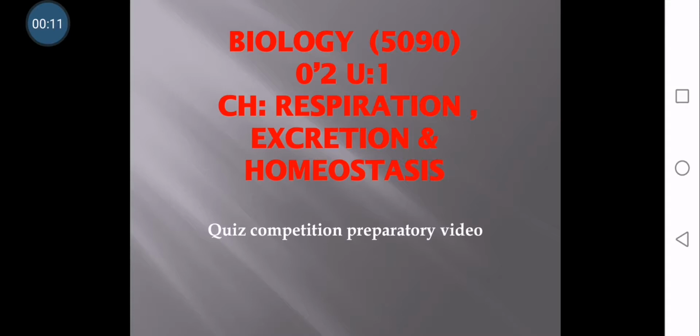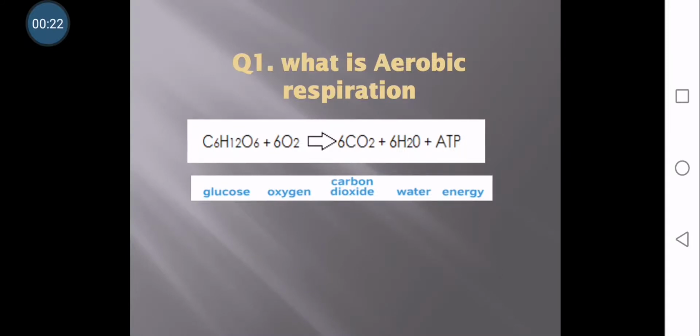These are the chapters which we are going to cover for Biology 5090 code, Unit 1 of O Level: respiration, excretion and homeostasis. Fine, so let's start with what aerobic respiration is.